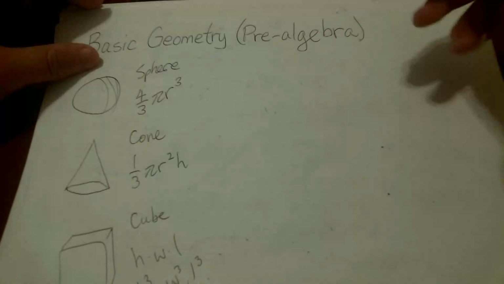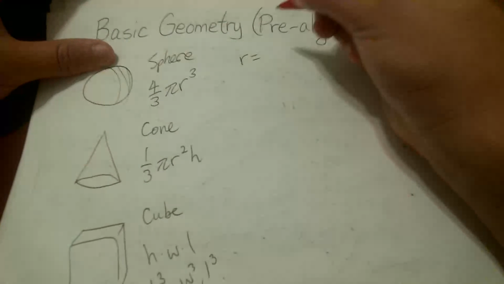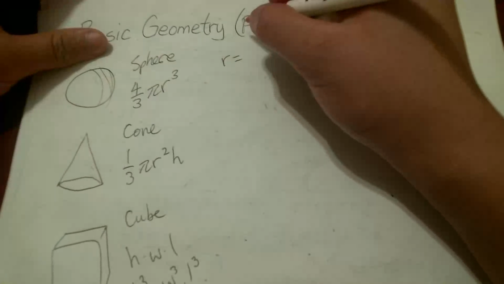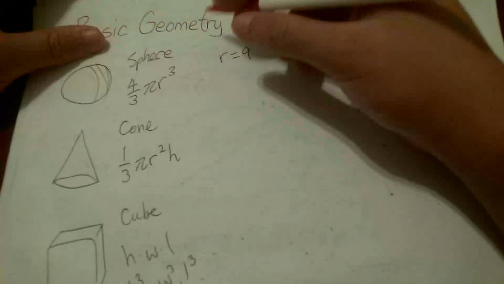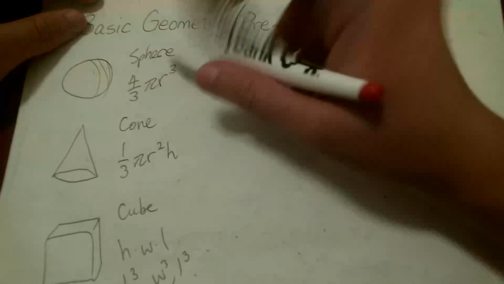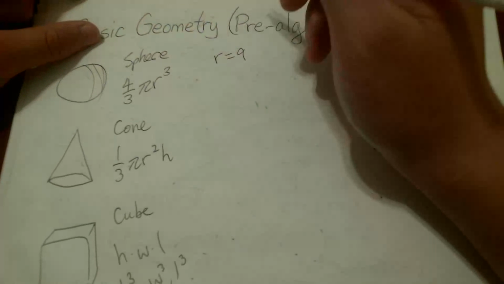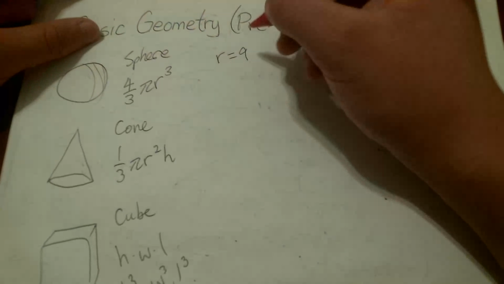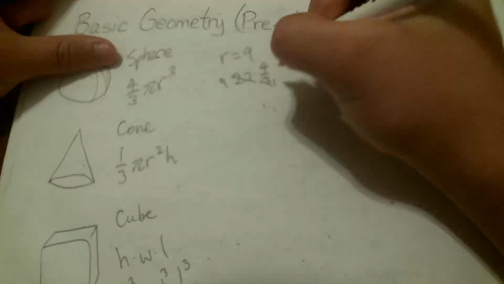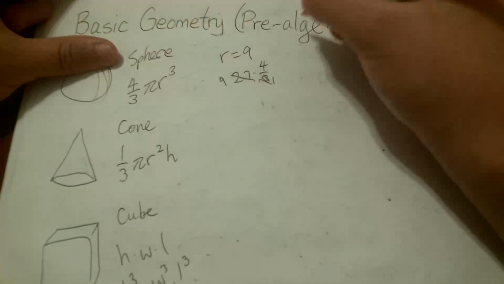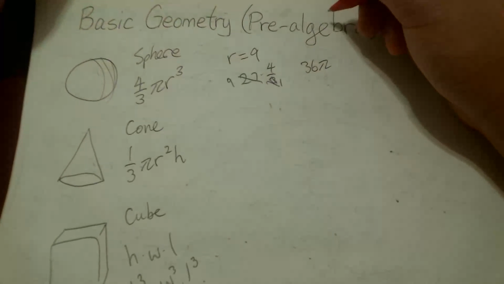Alright, so let's first start with an example for a sphere. Let's just say the radius was given as 9. So we have to plug in 9 into the r, which is 9 to the power 3, that's 729. So 729 times 4/3, this will change to 243, this will be crossed out. And then this will be 243 times 4, which is 972 pi. And that would be our final answer for that question.